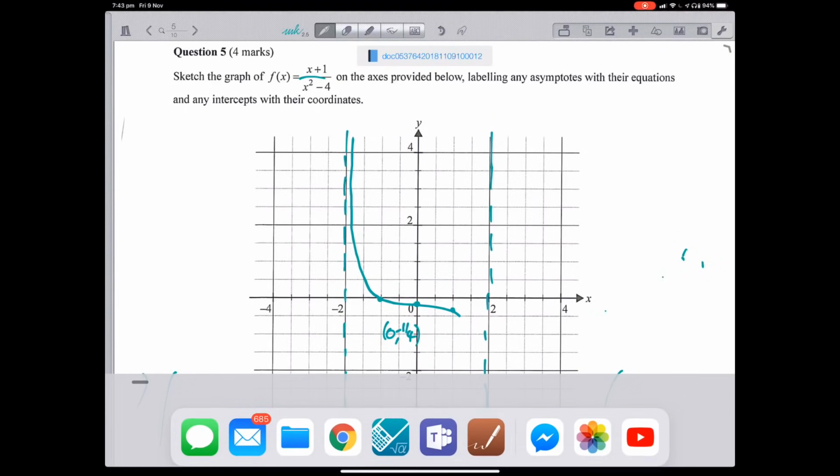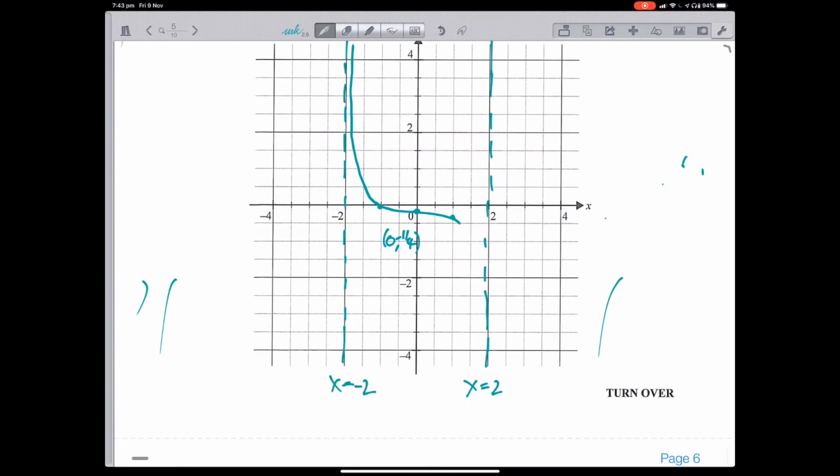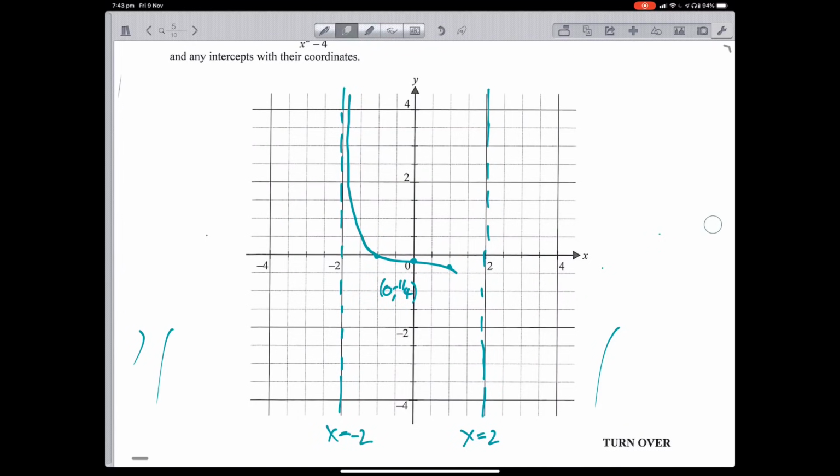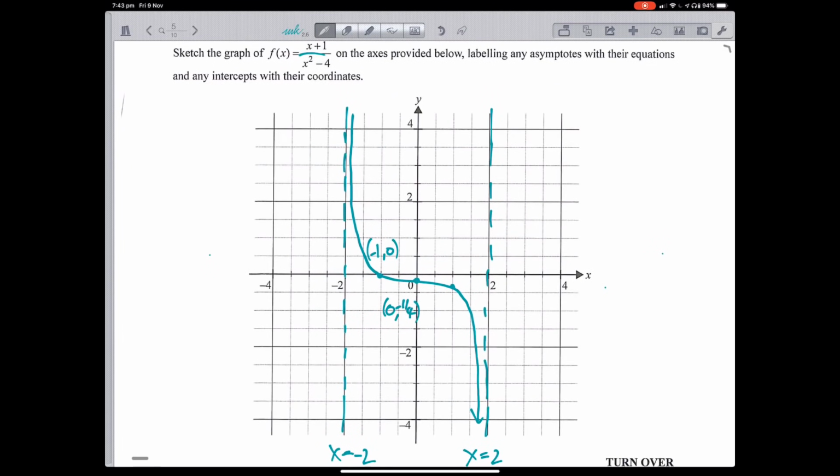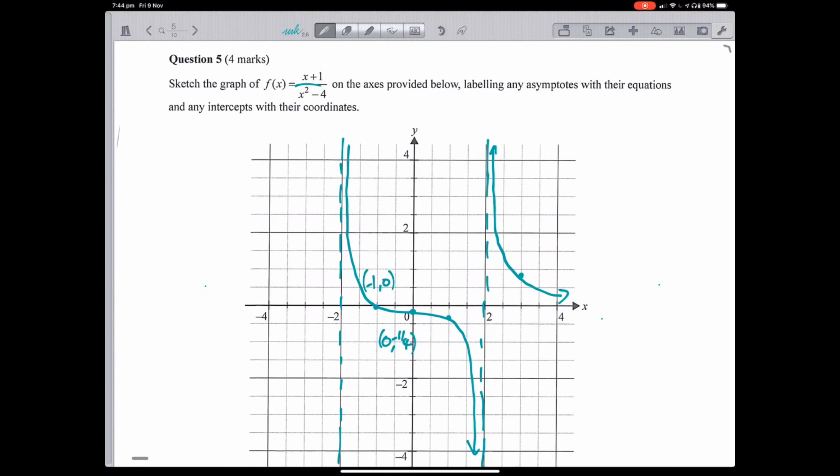Okay, and then that's going to go down like that. We know that that's, I nearly forgot to label that, -1, 0. If x equals 3, we're going to get 4 on 5. That's about there. Does it have any restriction? No. Okay, so that will be an asymptote, y equals 0.